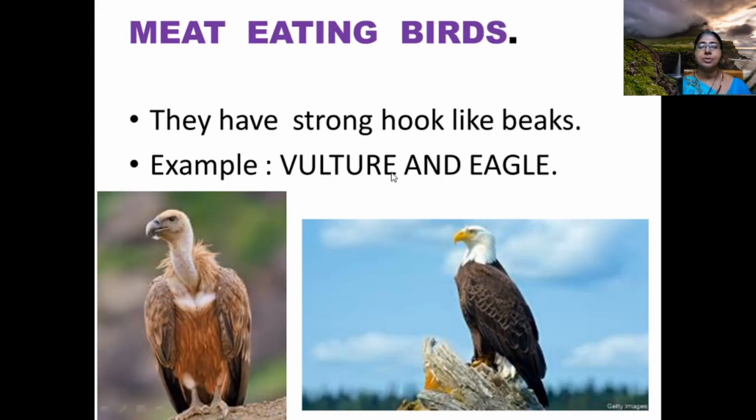Other birds are also meat-eating birds. Look at this picture, you can see the vulture and eagle. When we compare the beaks of these two birds, you can see that they have strong hook-like beaks. So they eat the dead bodies of animals. It helps them to tear the flesh of animals.